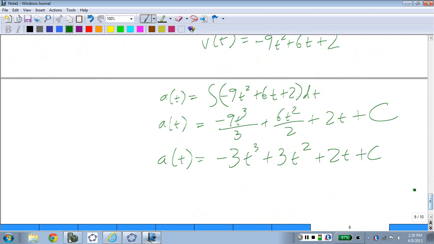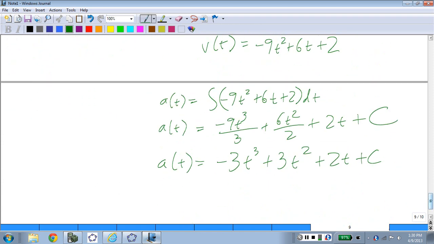So if we substitute, wow, it's just been, actually it hasn't been that long a day. Maybe it's just been a long life. I don't know. Too many birthdays. TMB they call it in the math department. Too many birthdays.